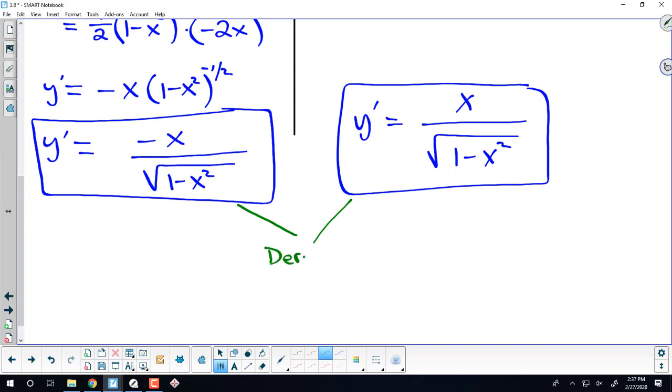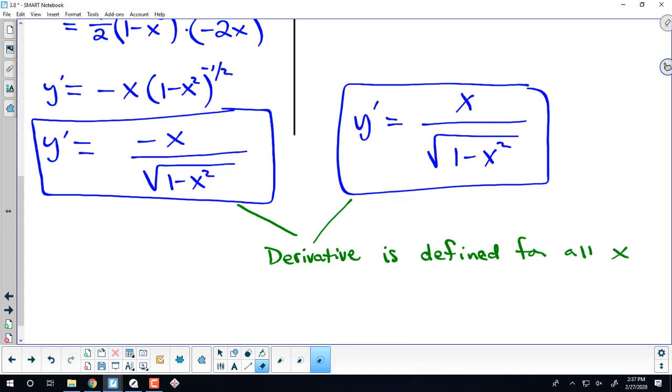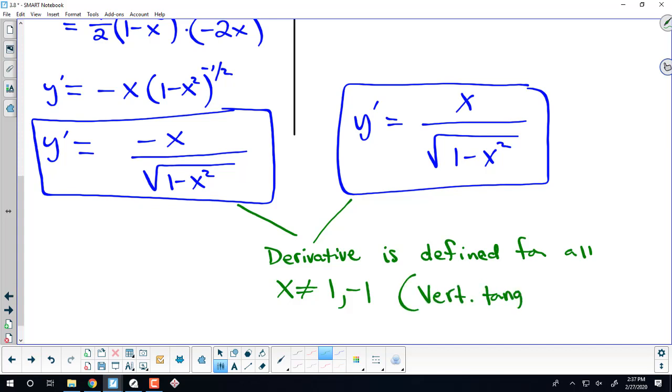The derivative is defined for all x not equal to positive and -1. Like we saw, we have vertical tangents there. Vertical tangent lines.